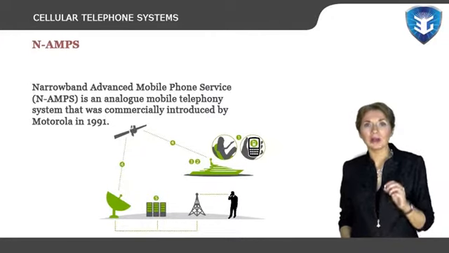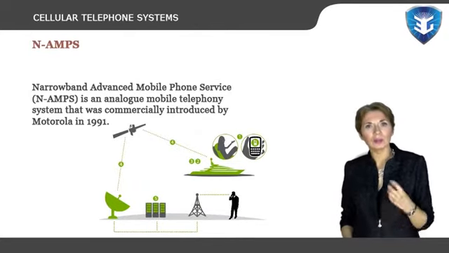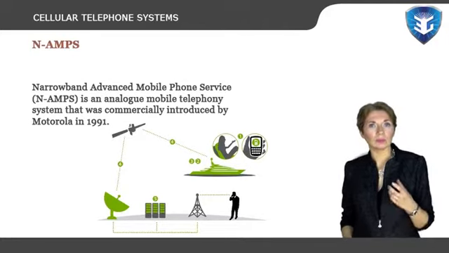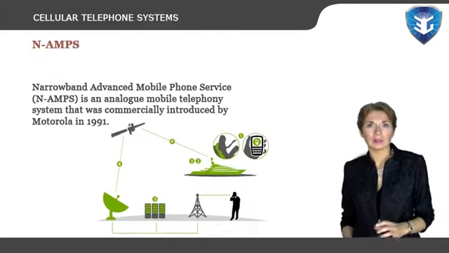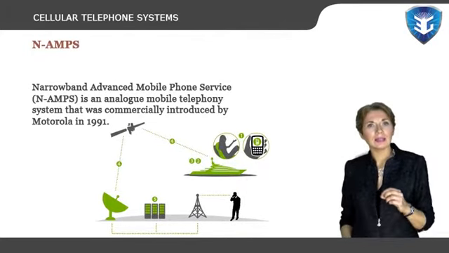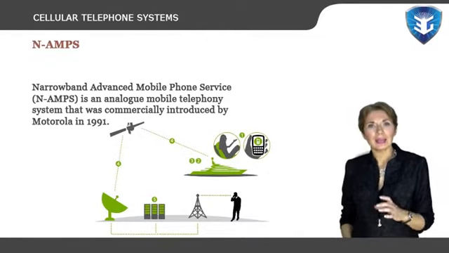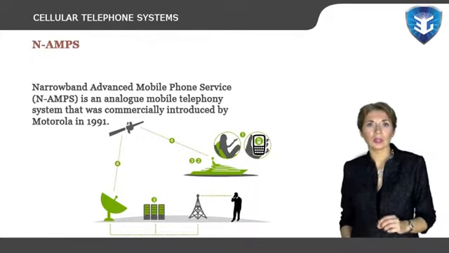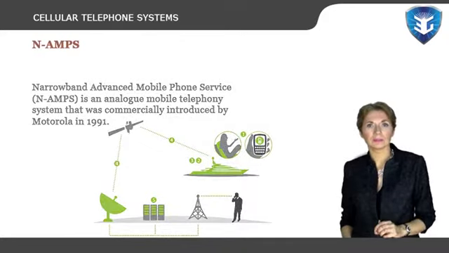Let's now learn about NAMPS. Narrowband Advanced Mobile Phone Service, or NAMPS, is an analog mobile telephony system that was commercially introduced by Motorola in 1991. The NAMPS standard, IS-88, is an evolution of the original AMPS standard. NAMPS splits an AMPS 30 kHz radio channel into 3 narrow 10 kHz channels.